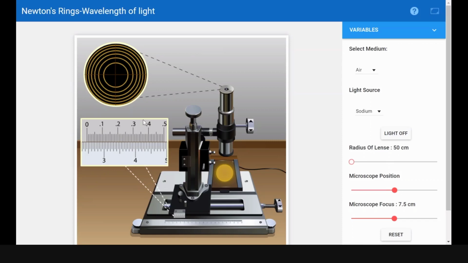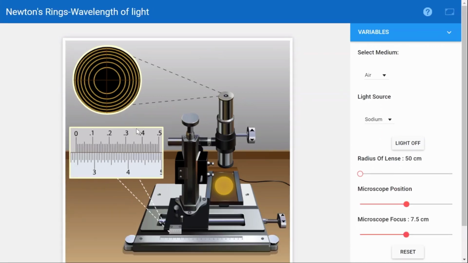Note down the observation table. In the observation table, the first column was order of ring. So we will go for the first ring. Whenever I talk about the first ring, I will go for this particular ring. This is my first ring. What I am going to do is take the left side reading of the micrometer and the right side reading of the micrometer. Let us perform first the left side reading.